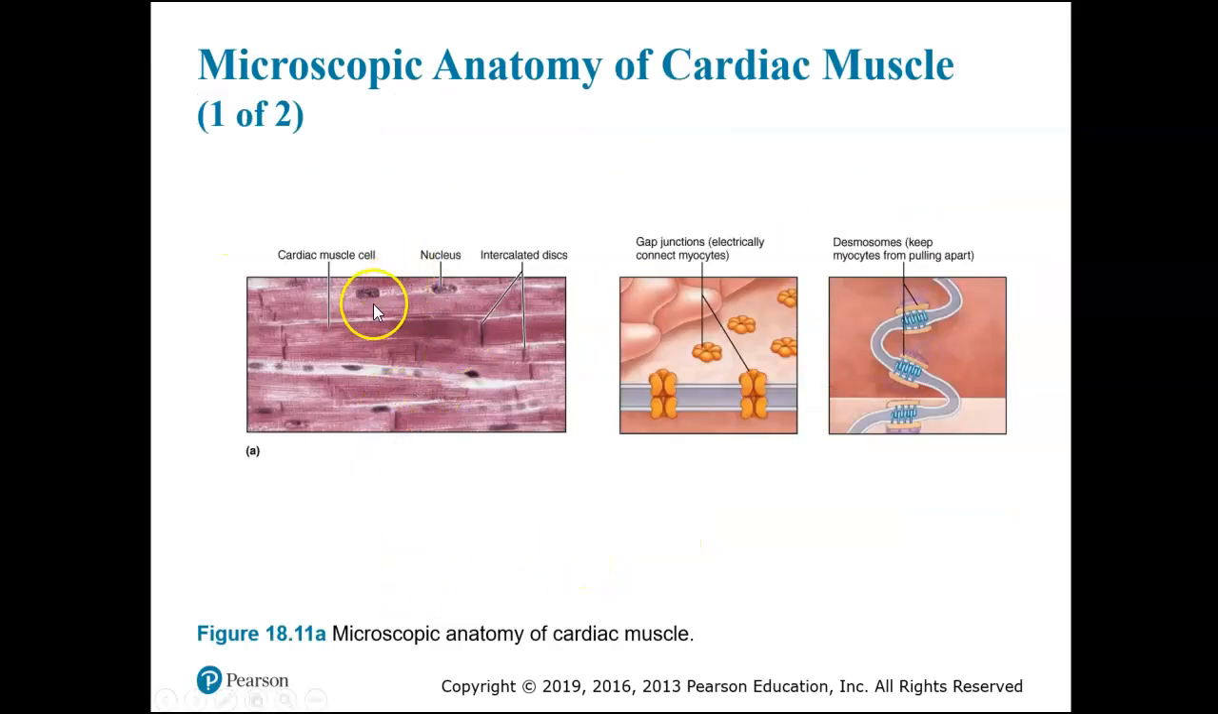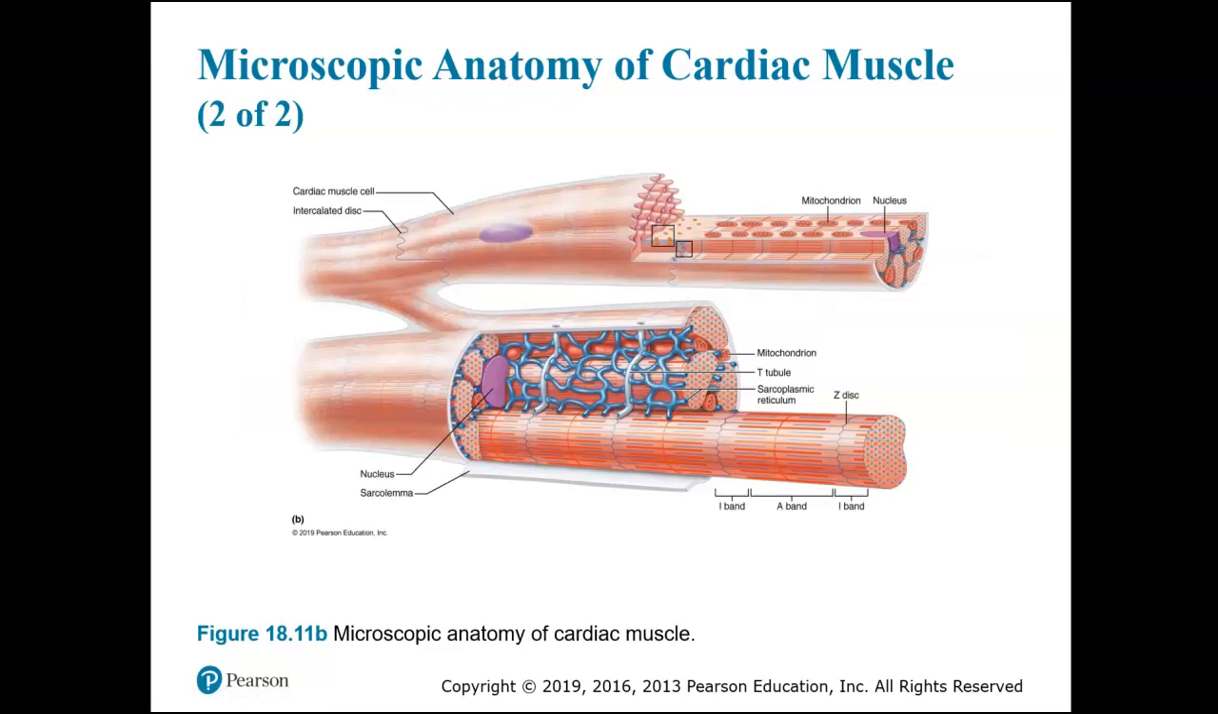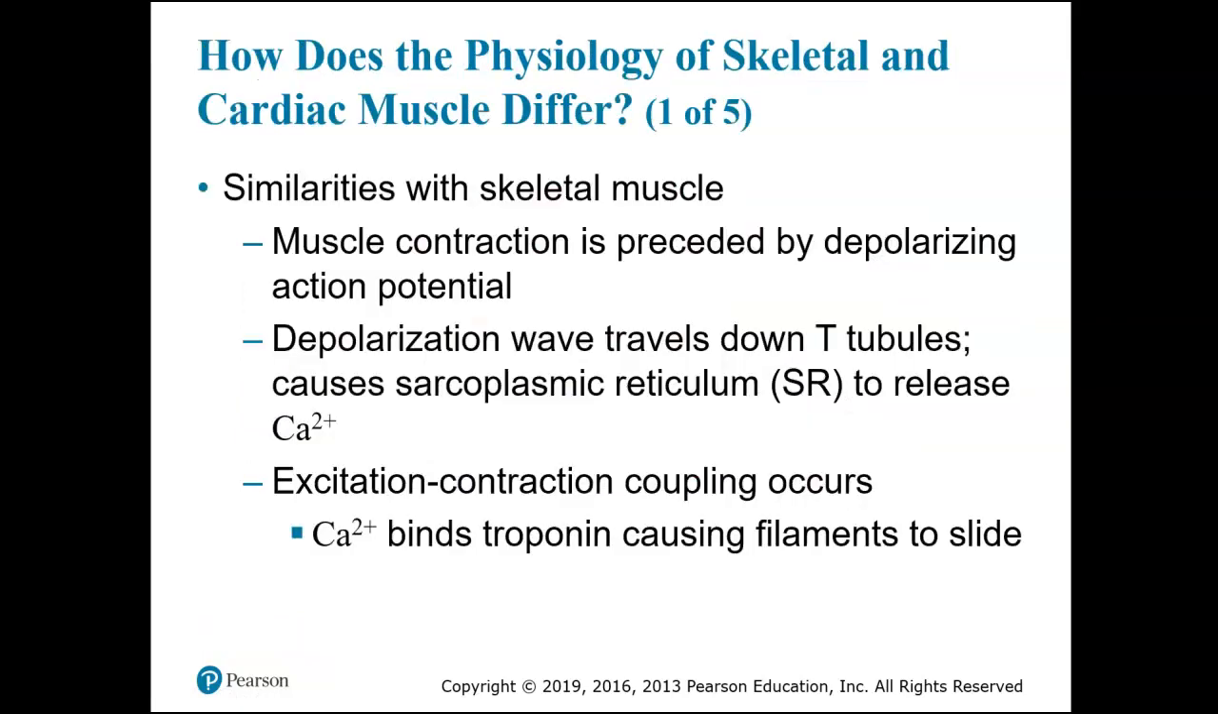This looks like a light microscope image of cardiac muscle cells. You can see here the branching, you can see the intercalated disc, you can see the central nucleus. The gap junctions, which contain a channel for ions to pass, and the desmosomes are the strong attachments that keep the muscle cells from pulling apart when the heart contracts.